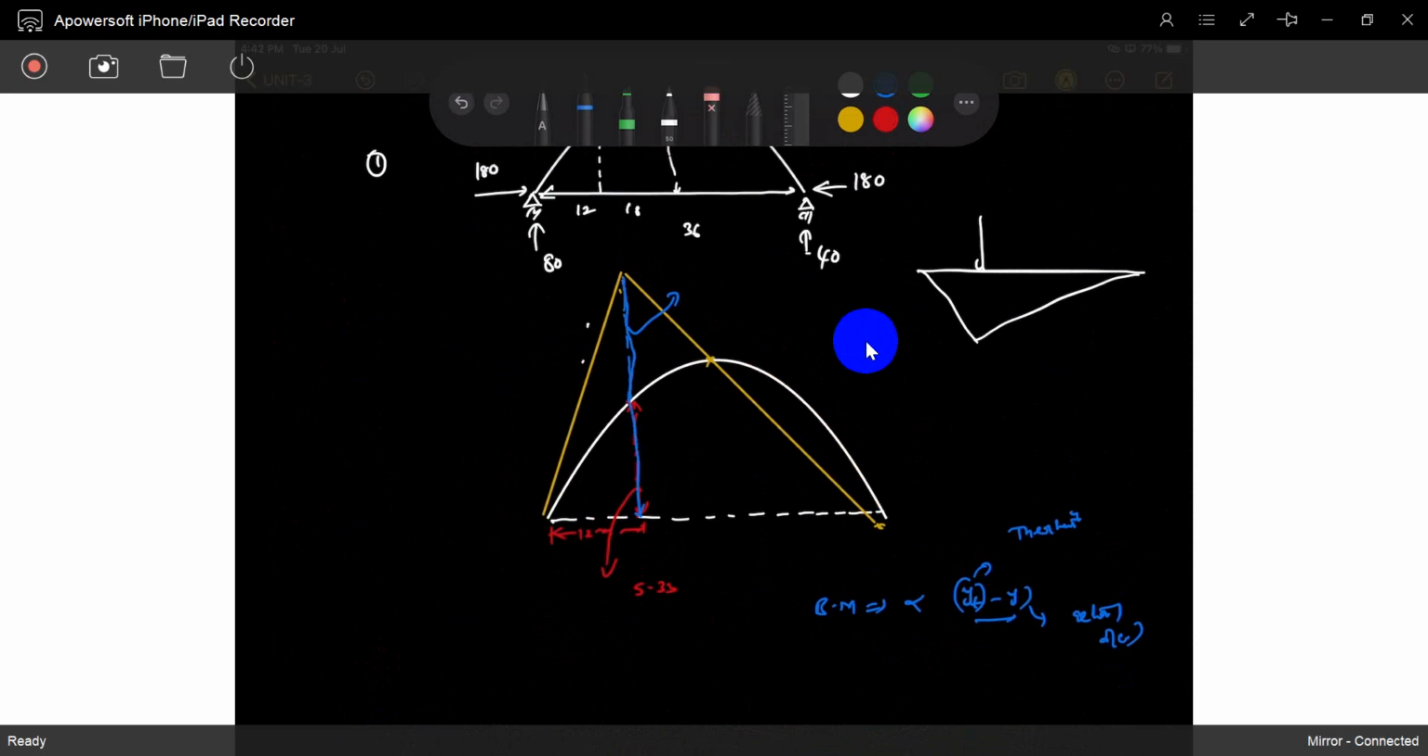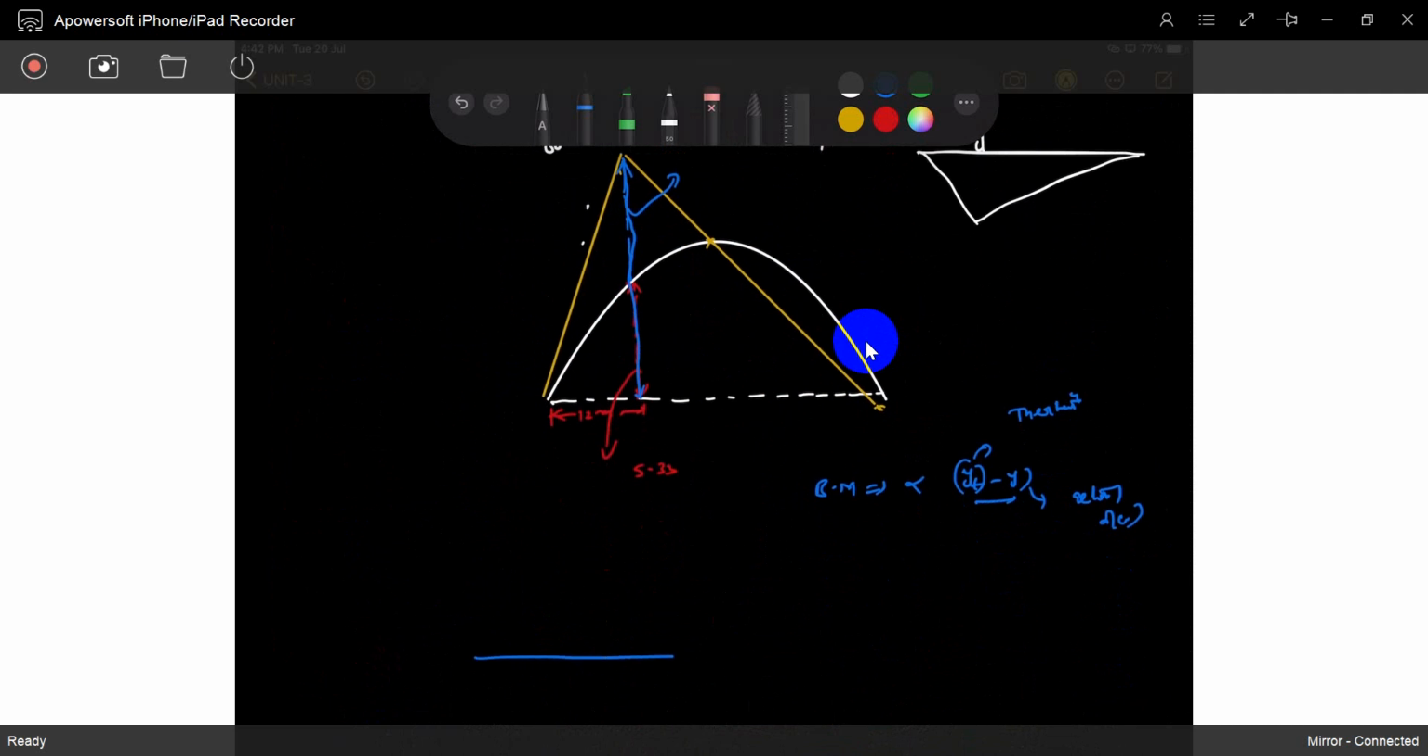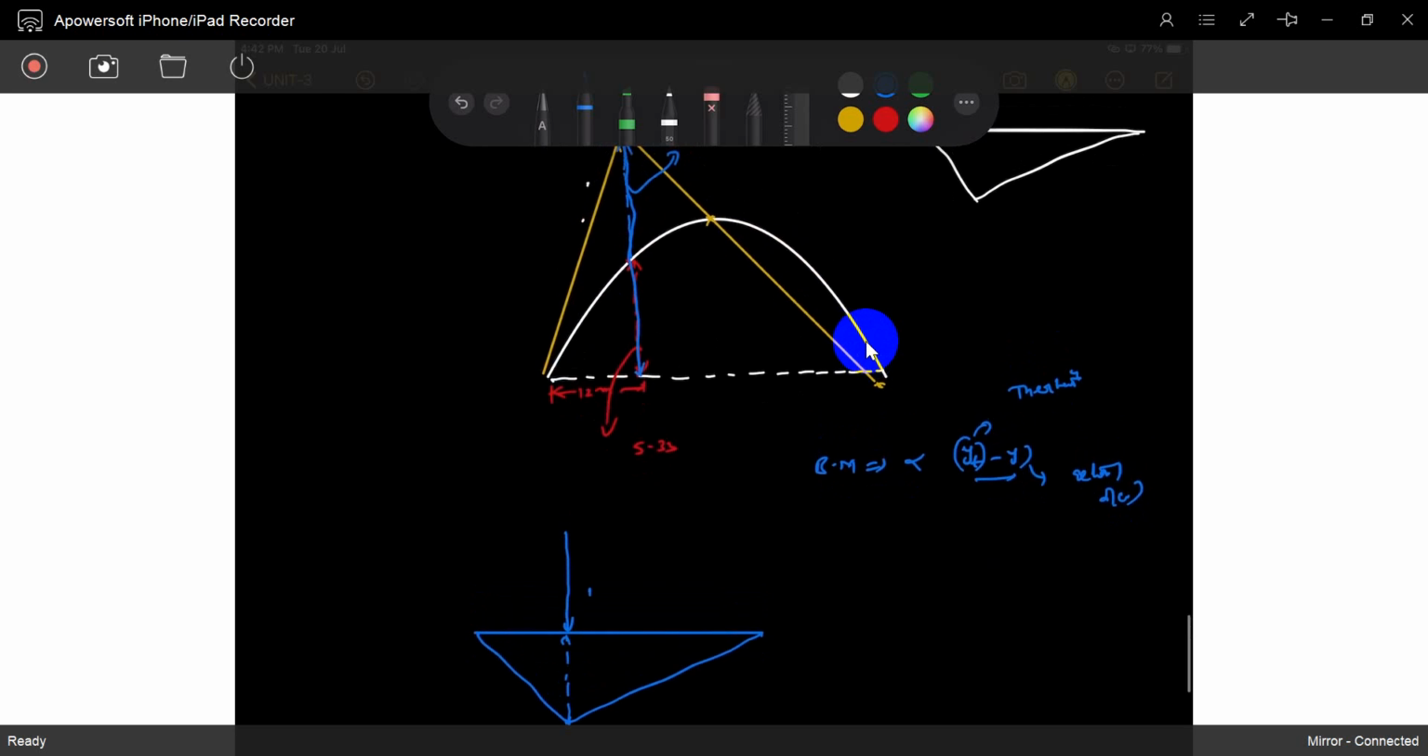Sir, how can you find out the total height? It's just a loading there. So you want to find out the loading. Just take a unit load, just one unit. This is A, this is B.